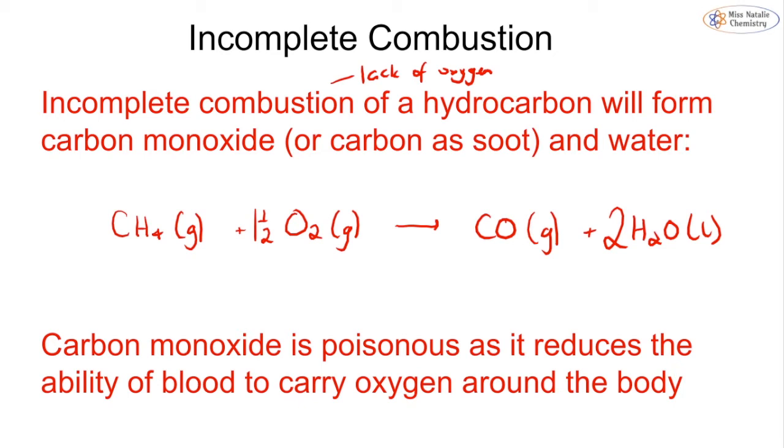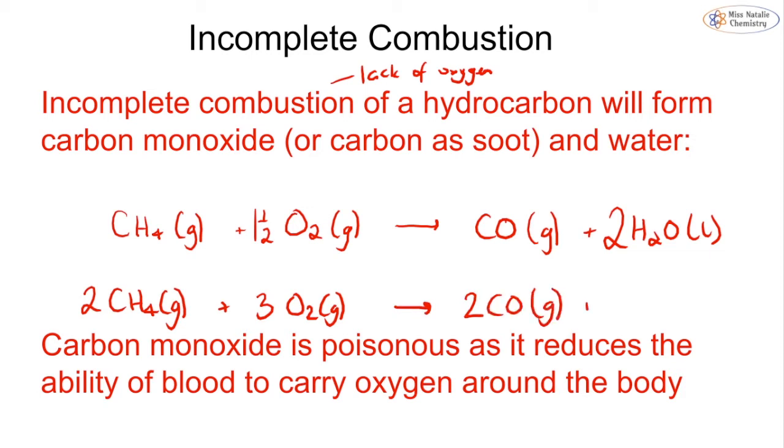Or if you wanted to, you could multiply everything by 2, which would give you 2 CH4s plus 3 O2s to give you 2 carbon monoxides and 4 waters. Okay, if you notice, the ratios are still the same. The only difference is this time we have whole numbers. So that is a perfectly acceptable answer. As long as your ratios are correct, then your answer will be just fine.